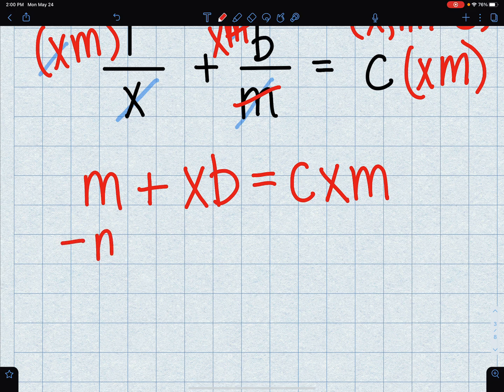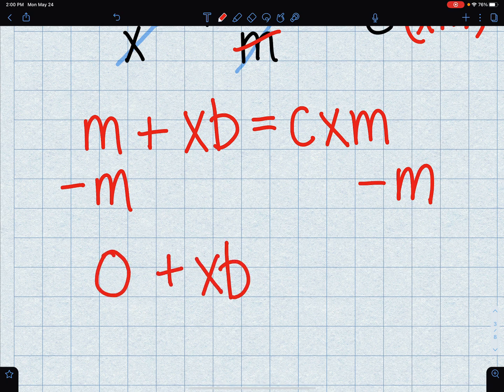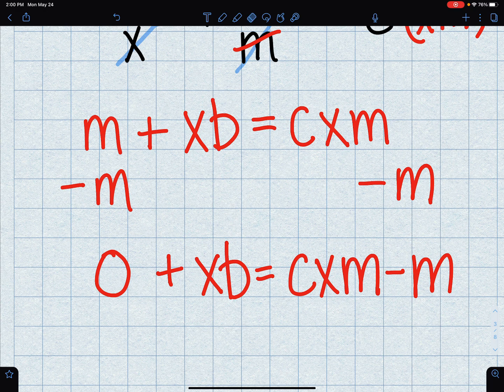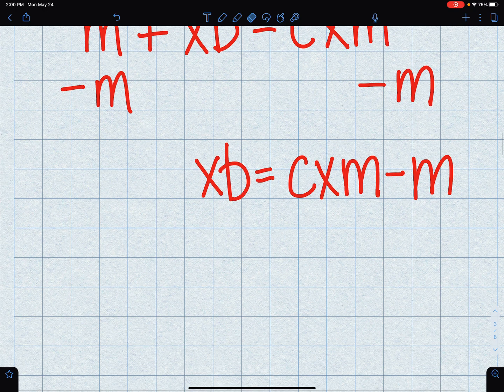Let's get all the m's on one side of the equation. Okay, so now we have m minus m, that's just going to be 0, plus xb equals cxm minus m. Now I can just get rid of that 0 plus because that's redundant. So now we have xb equals cxm minus m. So now what can we do? Well, we can factor out that m.